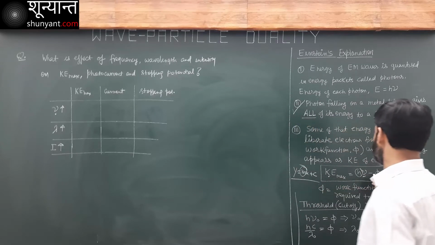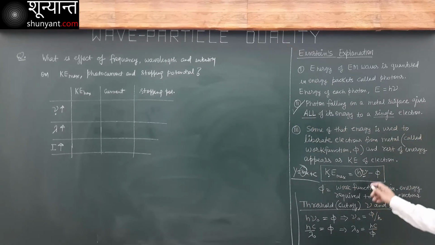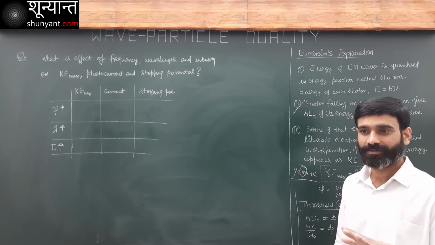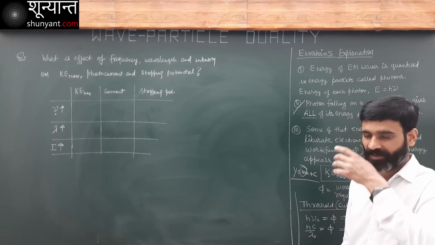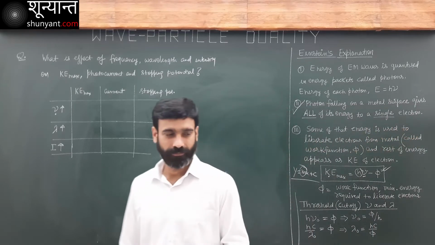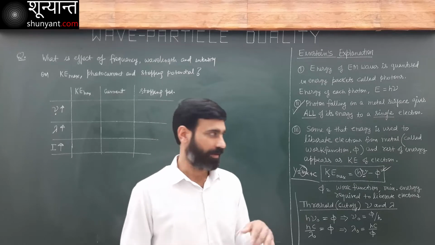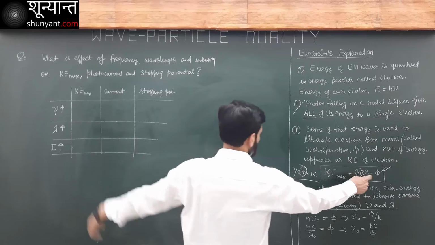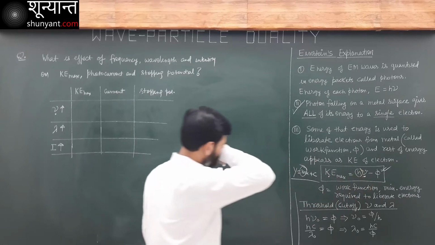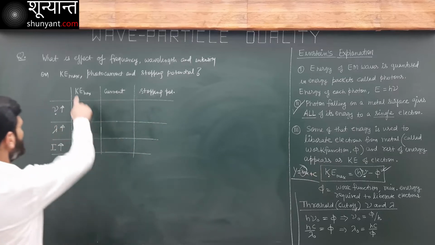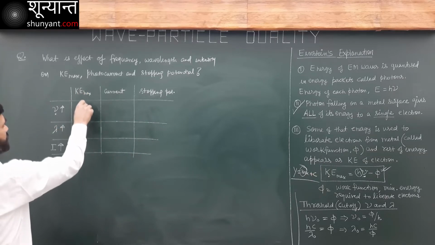Frequency is increased, this remains constant for a given metal. Every metal surface has its own work function. Generally it is a few electron volts, 1 electron volt, 2 electron volt, and so on. Now, if I increase frequency, this is going to increase, so this also will increase. Kinetic energy maximum will increase.